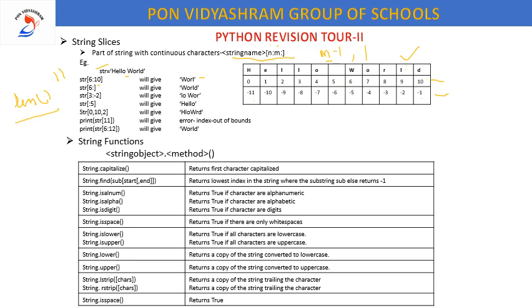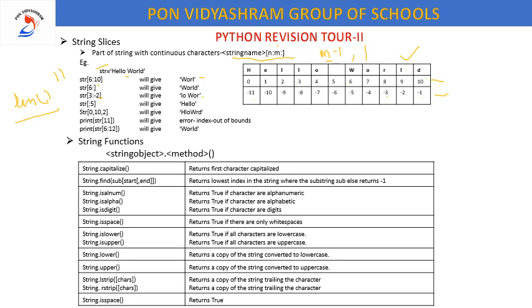The next one, str of 3 colon minus 2 has been given here. So how does this particular substring get retrieved here? It starts from 3, that is the L, to minus 2, which means minus 2 minus 1, it returns till minus 3. So it returns till R. So the substring returned from that will be LO space WOR.